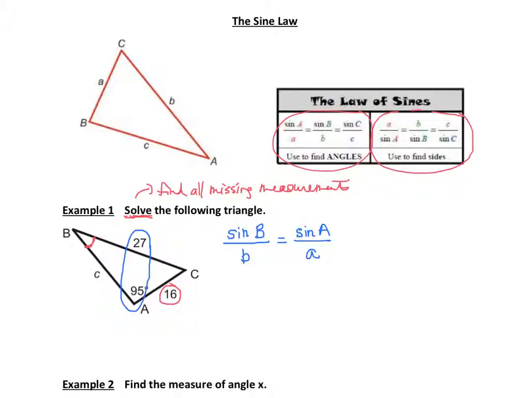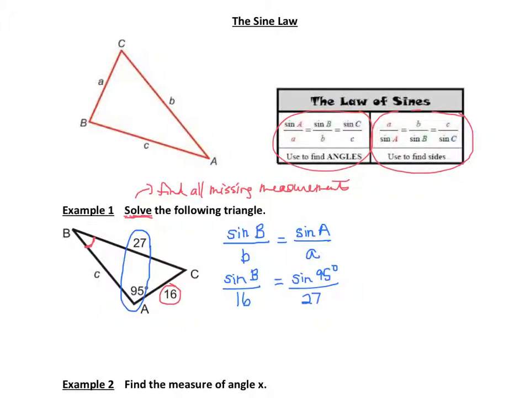So I'm going to plug in the information that's given. So we're given the length of side B, which is 16, and we're given angle A, 95 degrees, and side A, which has a length of 27.